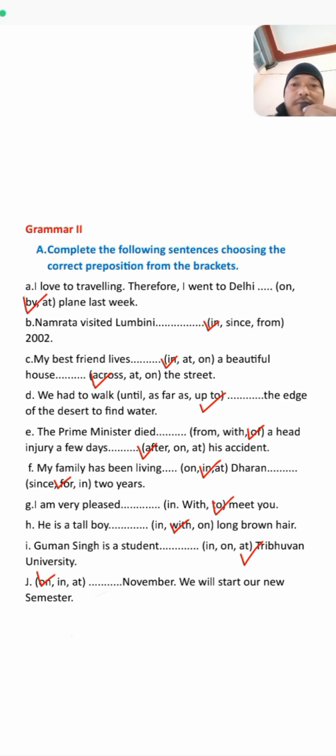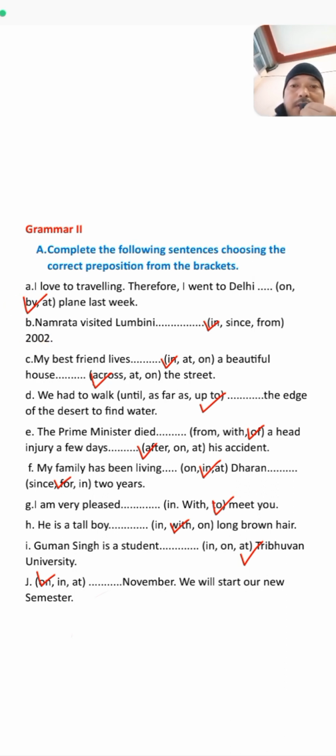Here we start the first one. I love to travel, therefore I went to Delhi by plane last week. You have three options: on, at, and by. So we never use on and at. When we use any means of transportation to go somewhere, we use by. We went to Delhi by plane last week, so by is the right answer.